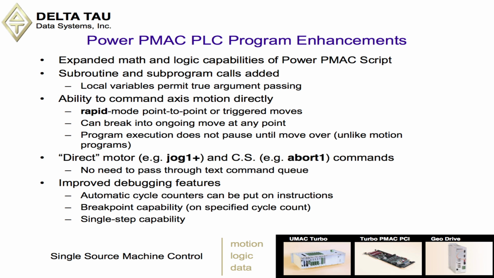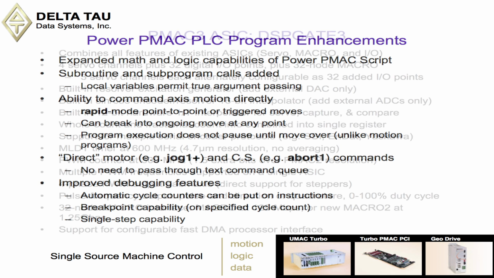Some people prefer this method of programming. If it's really, I'm going to start a move and maybe change it, I've got to make up my mind what I want to do, it's often better commanded from a PLC program. We have what we call direct motor and coordinate system commands. In older PMACs, you had to use the command quote and put it in quotes and pass it through a parser. It was inefficient. Here we can do it directly. It's simpler. And improved debugging features with cycle counters, breakpoint, and even the single-step capability for a PLC program.